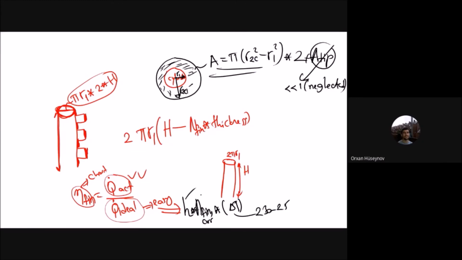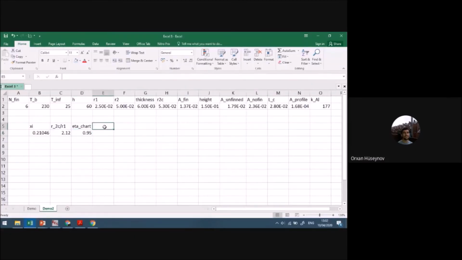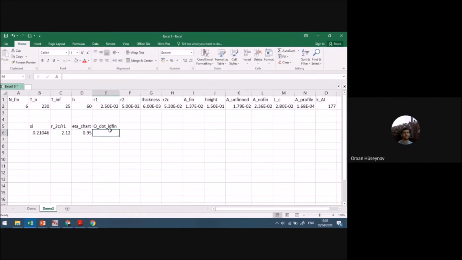H value is given. We have found these two values. Now let's calculate it. Q dot ideal fin will be equal to the H value into the fin area and then the temperature difference, T base minus T infinity. That means that from the fins we have heat transfer of 168 watts.